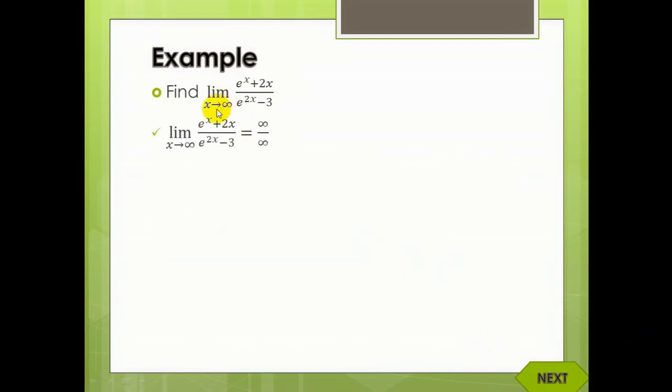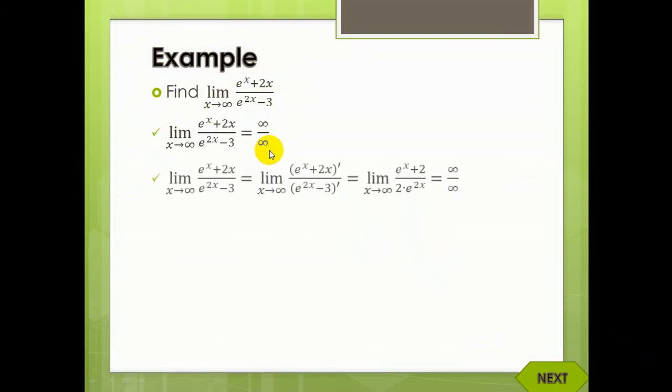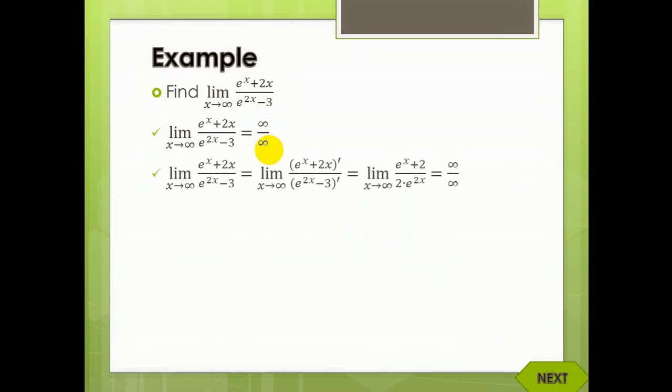So, limit as x approaches infinity of (e^x + 2x) over (e^(2x) − 3). When we substitute, the result will be infinity over infinity. So you need to differentiate both the numerator and the denominator.